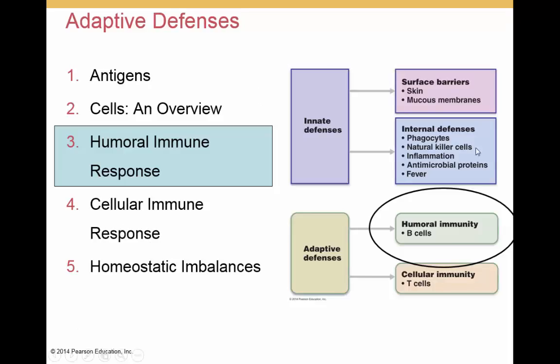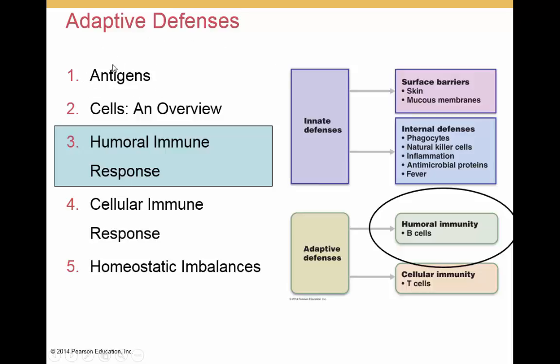Adaptive defenses. We have already covered the innate defenses. We've talked about the first layer of defense, skin barriers, the skin mucous membrane. We've gone into the second layer of defense once we get inside that barrier, which are all nonspecific phagocyte action, those natural killer cells, the nonspecific inflammation, two antimicrobial protein sets, the interferon and the complement proteins, and that general nonspecific fever that runs through your body to help make the invaders uncomfortable and hopefully a little more uncomfortable than you.